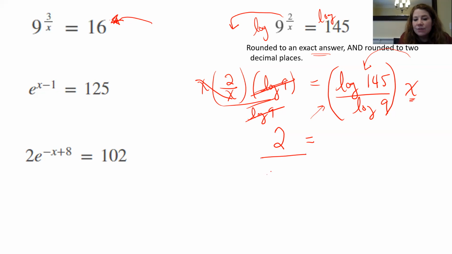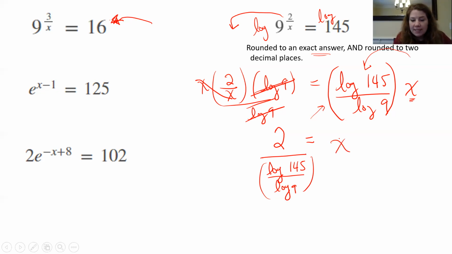So my exact answer to this problem is 2 divided by the log of 145 divided by the log of 9. That's my exact answer. Then for my answer rounded to 2 decimal places, I'm going to plug all of that into my calculator. When I go to the denominator, I'm going to create another fraction. My answer rounded to the nearest hundredths place is 0.88, and that's the answer. Okie dokie. That's it.